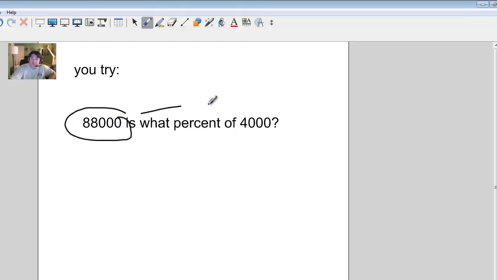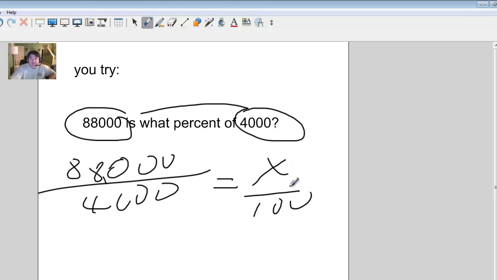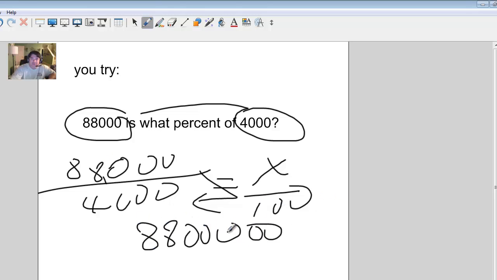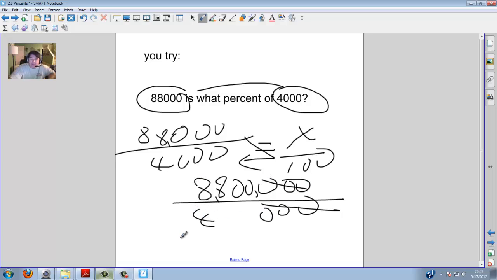88,000 is what percent of 4,000? Well, this and this are actually going to form one fraction. 88,000 is, of goes on bottom, 4,000. X over 100, crisscross applesauce. Add 2 zeros onto this, so 88,000, 2 more zeros. So now it's 8,800,000 divided by 4,000. Notice how there's 3 zeros here? Cancel, cancel. Divide these by 4 and I get 2200. Hope I'm right. Well, I think I probably am.